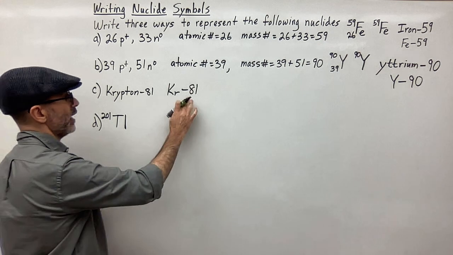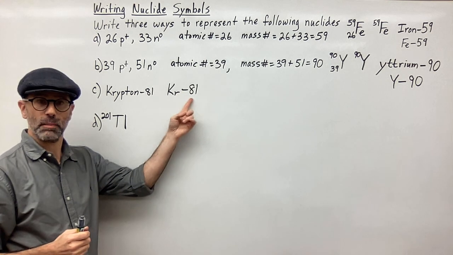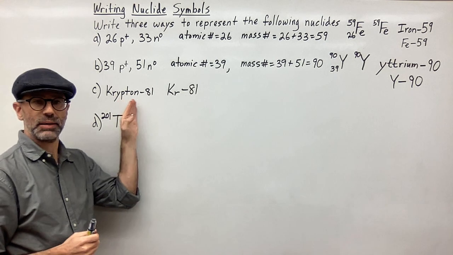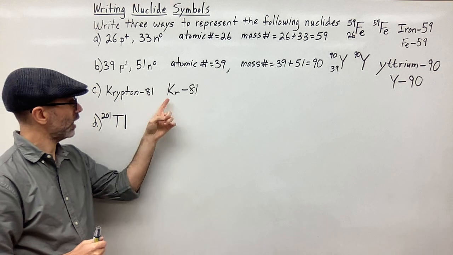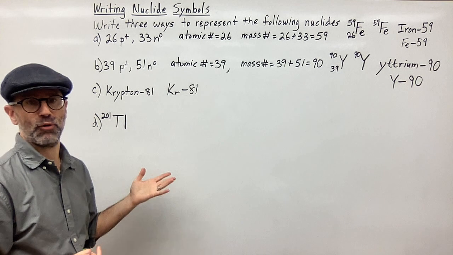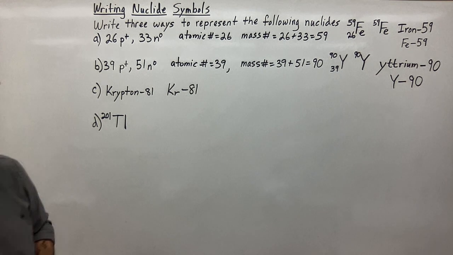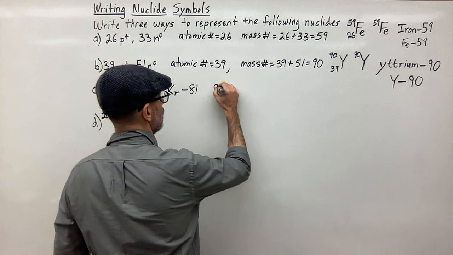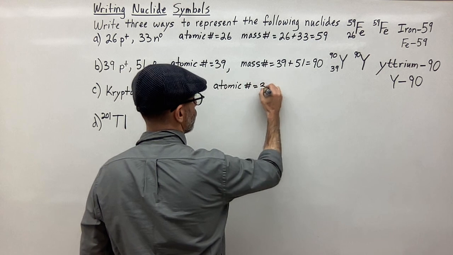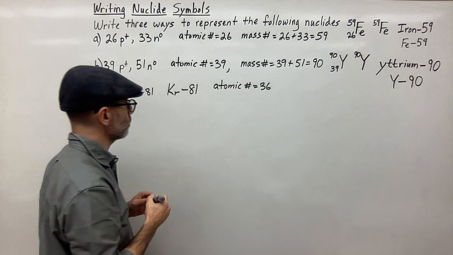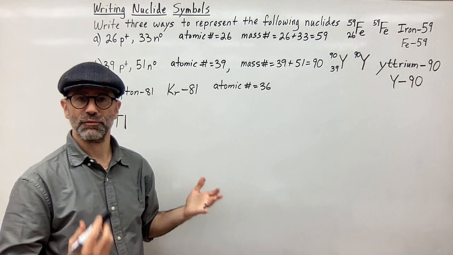Okay, so we know that the mass number is 81 because that's the number after the dash here. So anytime you have the name, dash, and then the number, it has to be the mass number, right? So we know what the element is, so we look up on our periodic table for the atomic number. For krypton, that atomic number is 36. So atomic number is equal to 36. We've got the mass number, we've got the atomic number. Now we can write the different symbols.